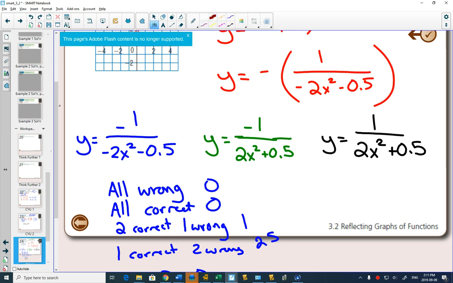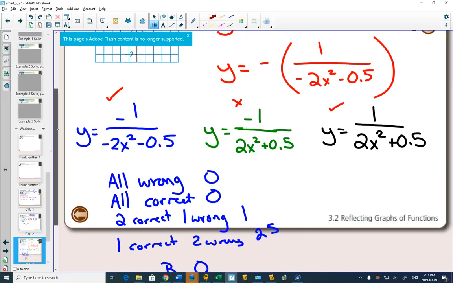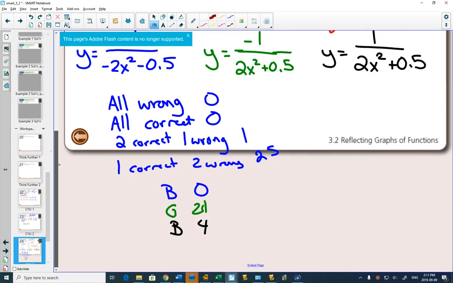The blue is correct. The green is wrong. And the black is correct. So there are 2 correct and 1 wrong, but it goes to show that when we simplify in algebra, as you guys have demonstrated, it is quite easy to make some mistakes.